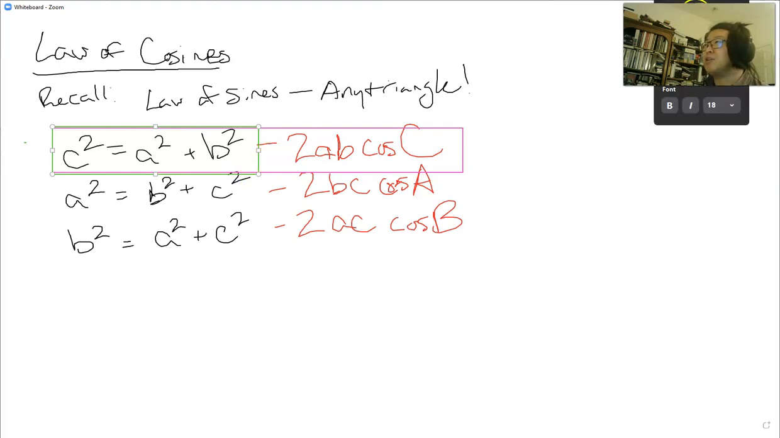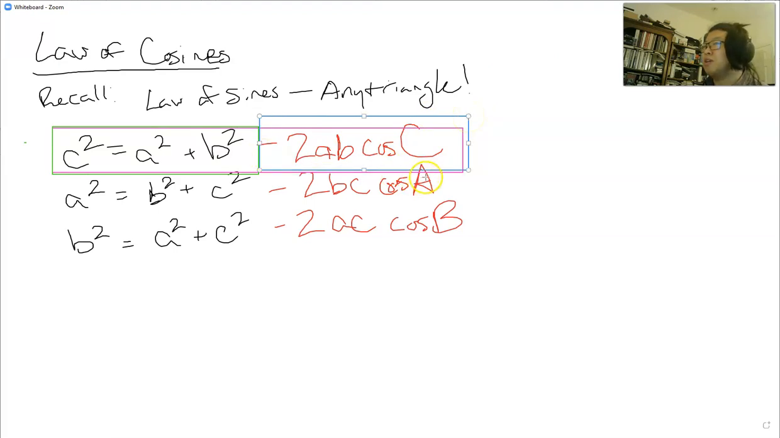The part that is new here is the minus 2ab cosine c. You might be wondering, how does this come about? Why do we need this? Well, we only need this to qualify any triangle. So let me draw you a couple of triangles that are just any triangle and not right. There's one side, two sides, three sides. It's hard to tell whether it's right or not. It's probably not right. It doesn't have to be.